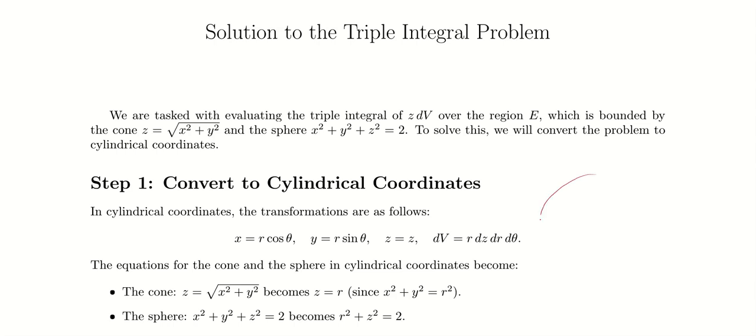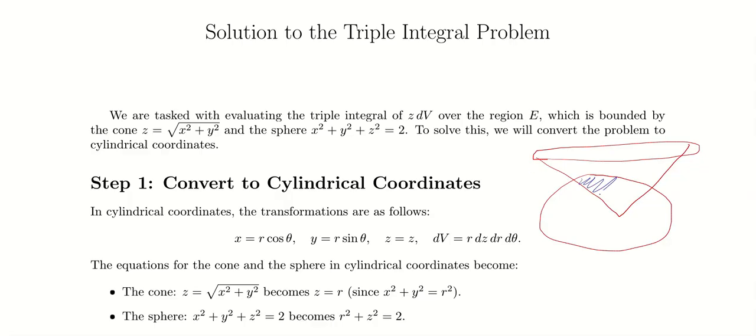So let's draw this out. Let's figure out the bounds. We have a sphere, and then we have a cone. We want to find basically the integral over this region, and the region we're interested in is over here. So if we pretend this is the z-axis here, above is the sphere, and then below is the cone.